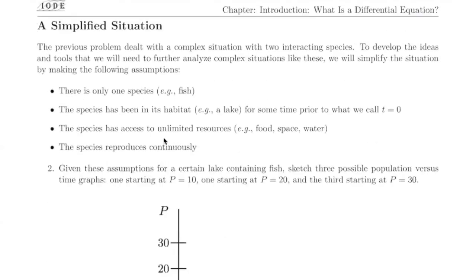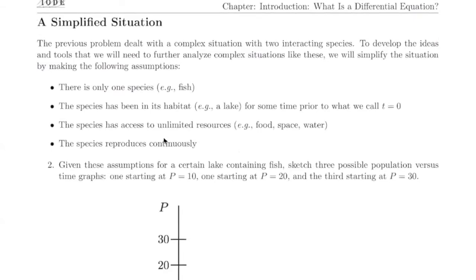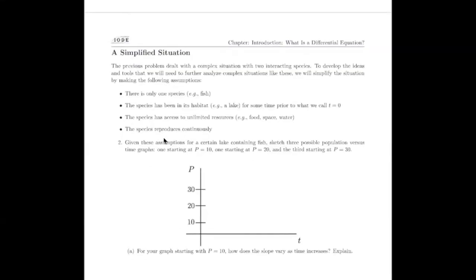Let's take a step back and simplify things a bit. Rather than think about two populations that are interacting with each other, let's just think about one population, okay? In this case, fish. We're going to let P denote this population of fish with respect to time. We're going to make some assumptions about the fish in the lake. There's only one species of fish in the lake, so they don't have any competition for the food supply. The species are native to that habitat, so they're not an invasive species that might die off. They're in a natural environment, and they have access to an unlimited amount of food.